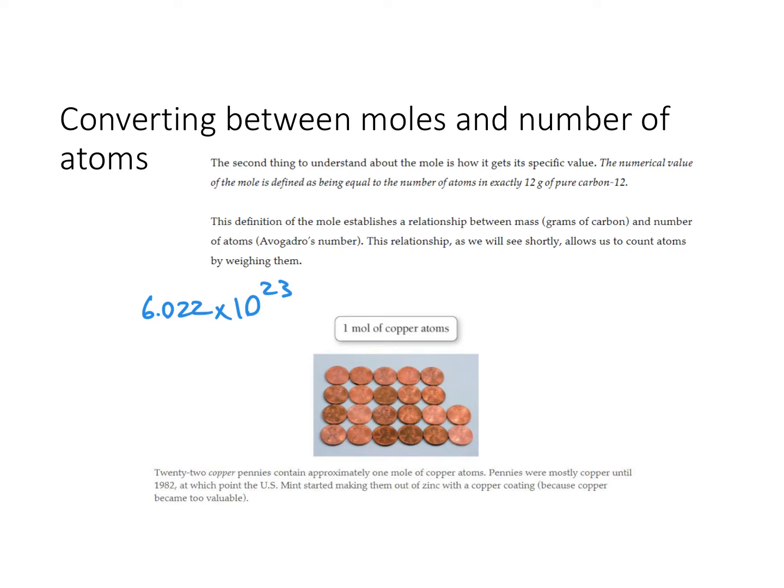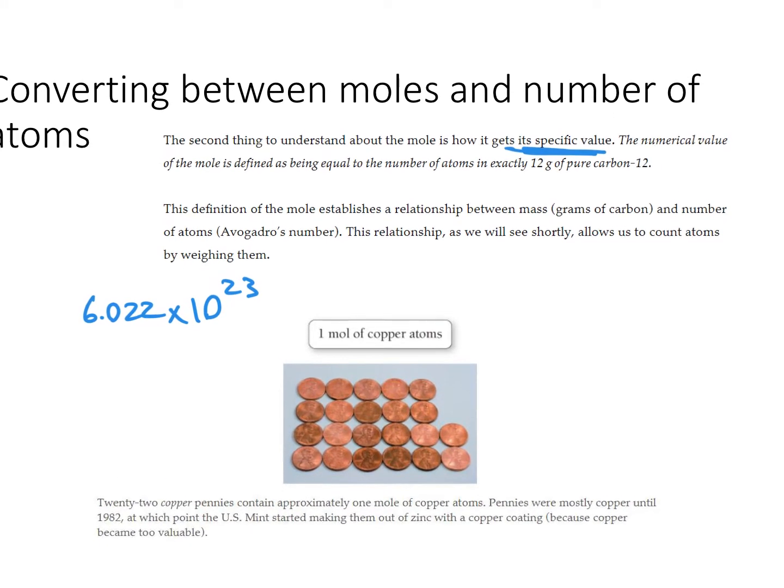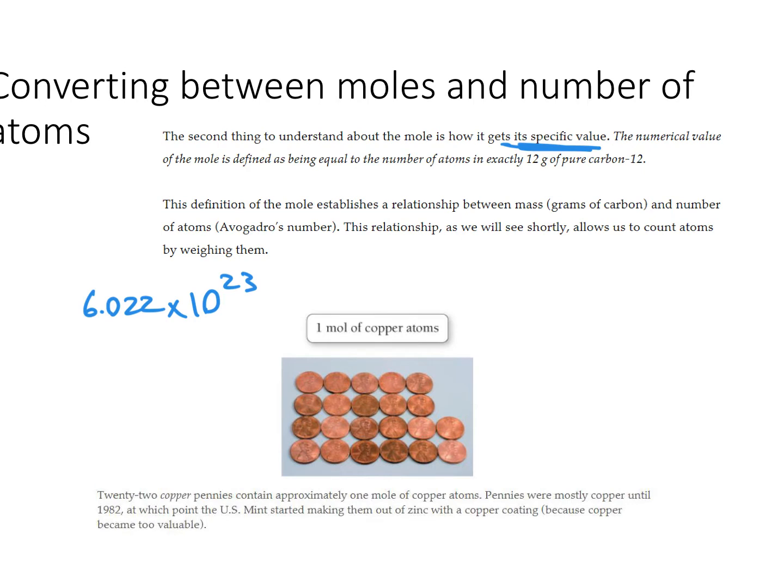So here is your book, and I have the slide exact, as I said, anything that I include here is from your book unless I cite otherwise. The numerical value of the mole is defined as being equal to the number of atoms in exactly 12 grams of pure carbon-12. So can anyone tell me what is carbon-12? What is this 12? Is it the atomic number?